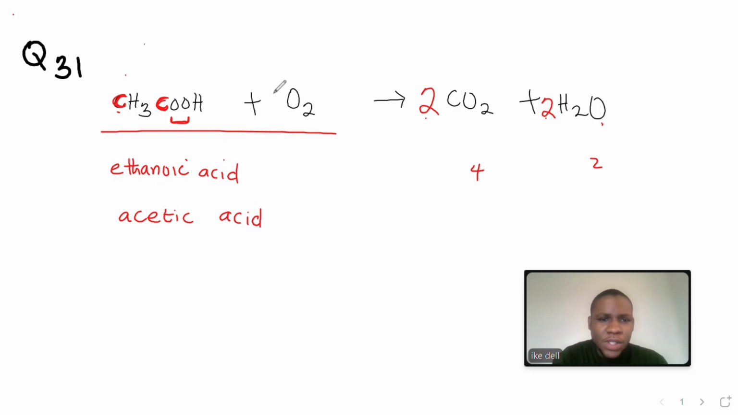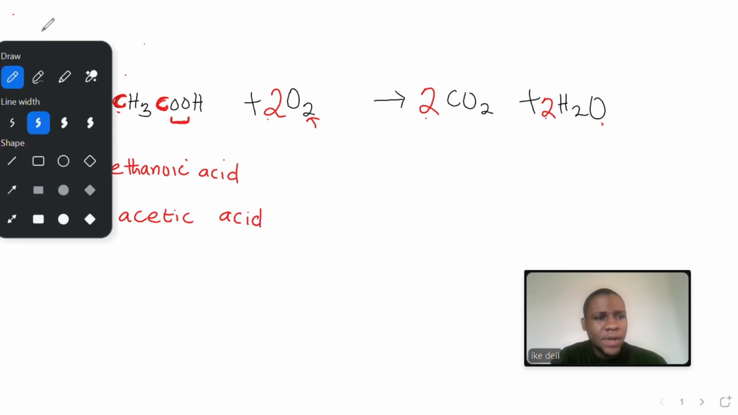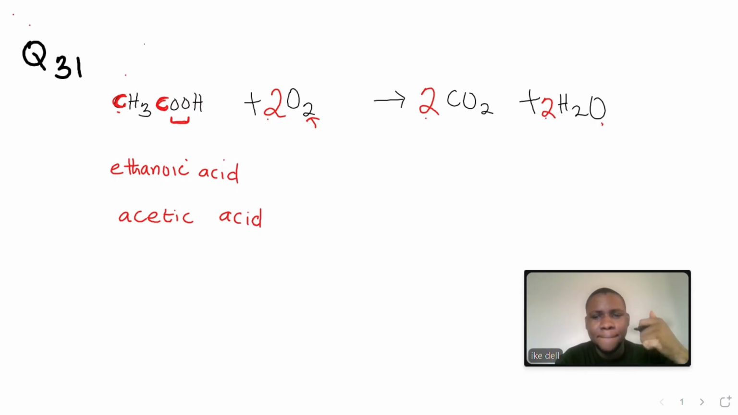So it means I have to place a 2 here so that when I multiply this 2 by this 2, I'll get 4, right? So you see how it is done. Now that balances the whole thing. Once again, the name of this reaction is combustion because I'm getting carbon dioxide and water. Okay, so have fun.